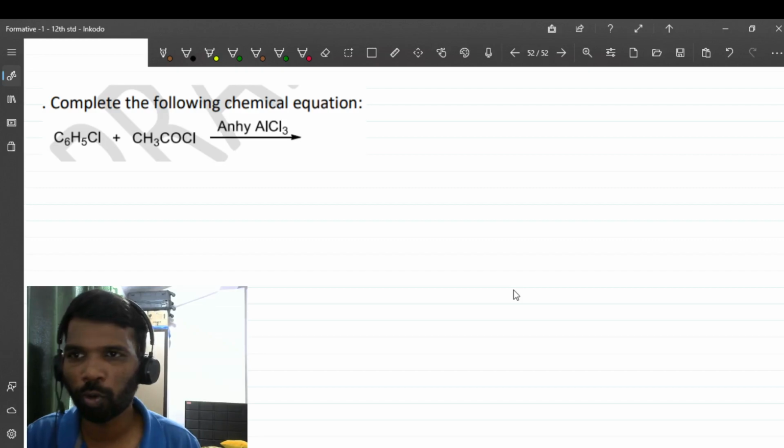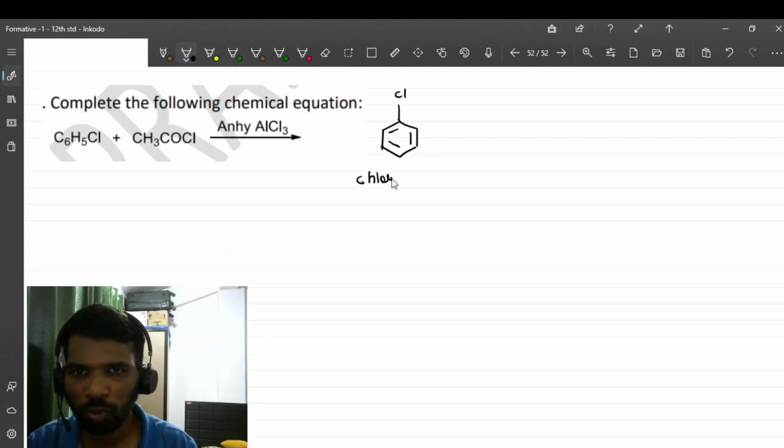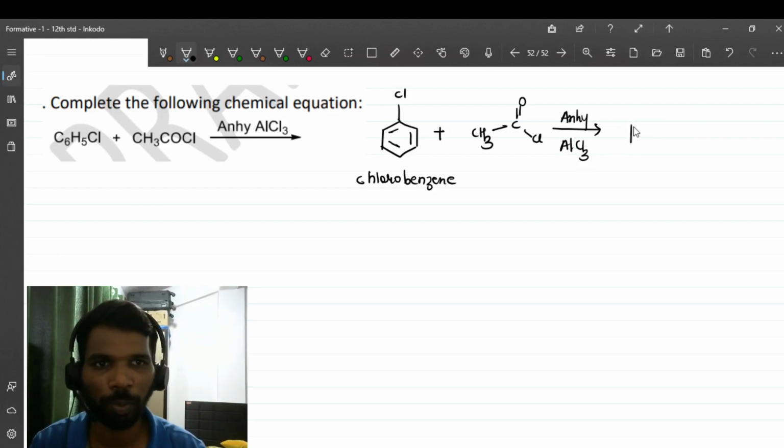Next question is complete the following chemical equations. So here this is C6H5Cl, meaning I'll write it in a proper structural formula. C6H5Cl means we are talking of chlorobenzene. And this is CH3COCl, CH3 C double bond OCl, in the presence of anhydrous AlCl3.